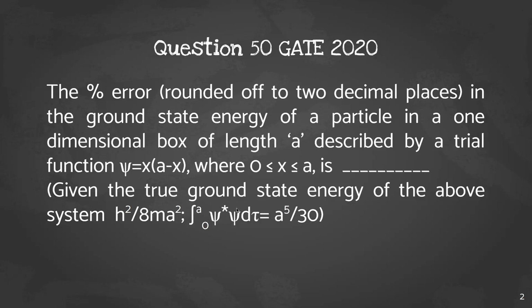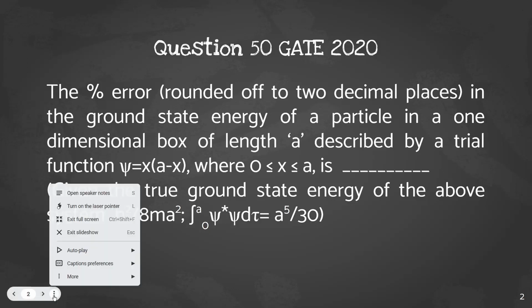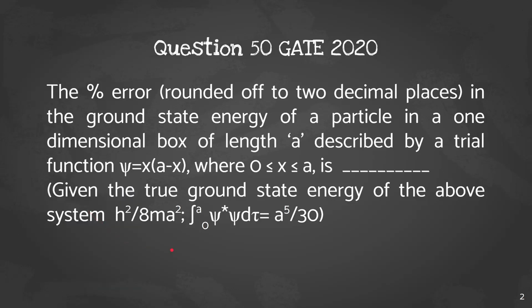Now, this is a problem that can be solved using the variation principle. So we have to first understand what the variation principle is and how we can find the energy using the trial function that is given.